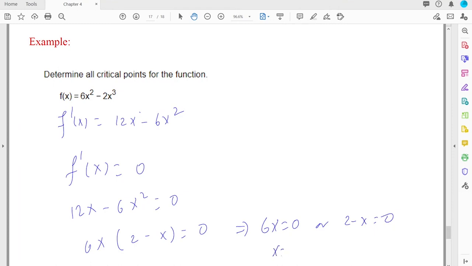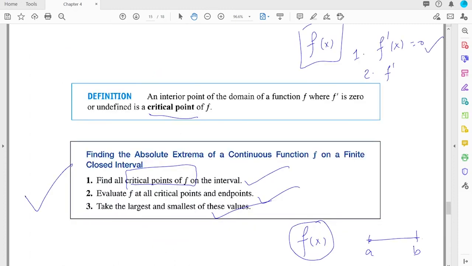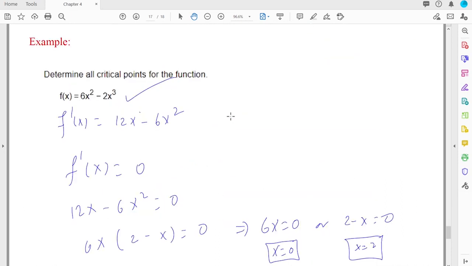If we solve, x equals 0 and x equals 2, so these are the two points where the derivative of this function is 0. So these two points are called critical points. Remember, an interior point of the domain of the function f, where f prime is 0 or undefined, is a critical point of that function. So in this case, we found the two points, x equals 0 and x equals 2, where the derivative of the function is 0. That's why these two points are critical points.